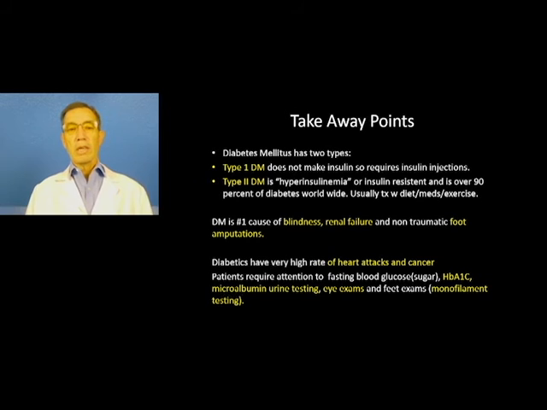So takeaway points: diabetes mellitus has 2 types. Type 1 does not make insulin, so requires insulin injections. Type 2 is actually hyperinsulinemia or insulin resistance, and over 90% of diabetics worldwide are type 2 diabetes. And this is usually treated with diet, medications, exercise, and frequent monitoring. Remember, diabetes is the number 1 cause of blindness, renal disease, and non-traumatic foot amputations, and diabetics have a high rate of heart attacks and cancer. These patients require attention to fasting blood sugar, hemoglobin A1C, microalbumin urine testing, eye exam, feet, and usually that is tested with monofilament testing.